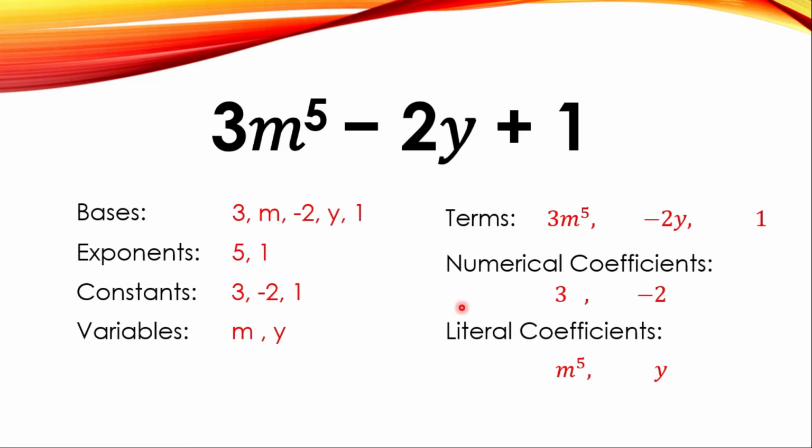And the next is on the classification. Based on number of terms, we have 3 terms, 1, 2, 3. It is called trinomial. Based on the number of degree, the highest number of degree is 5, and we considered it as quintic polynomial. Let's have another example.